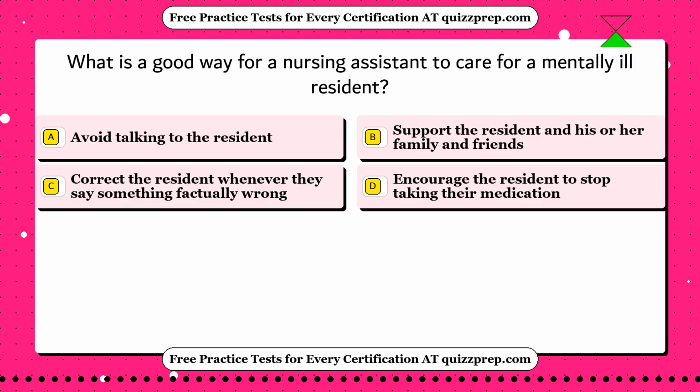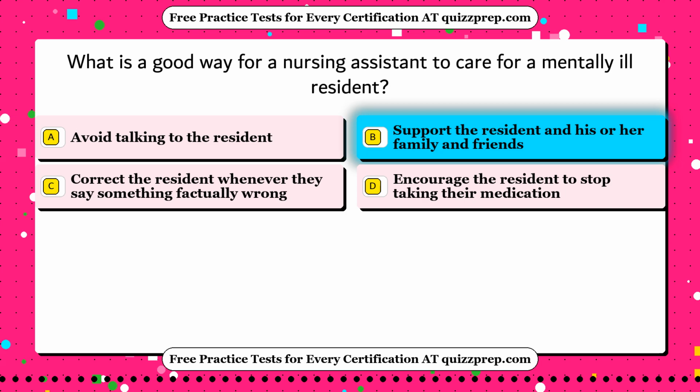Question 41. What is a good way for a nursing assistant to care for a mentally ill resident? Option A. Avoid talking to the resident. Option B. Support the resident and his or her family and friends. Option C. Correct the resident whenever they say something factually wrong. Option D. Encourage the resident to stop taking their medication.